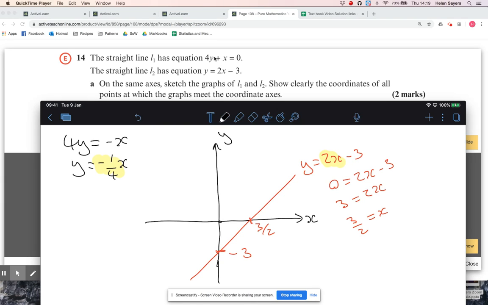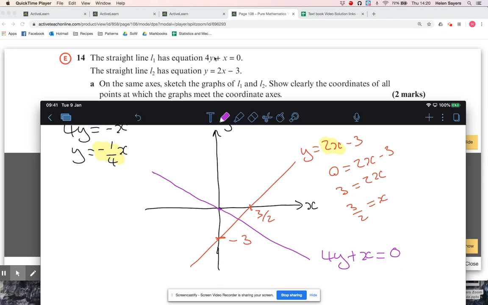So let's do it in a different colour. So I'll just try and show that. So we've got a negative gradient. Okay, that is a mess. Let's try that again. Okay, so I've got a negative gradient, and it's going through 0, 0. So that's line 1, which was 4y plus x equals 0. I mean, your other option, you could have figured it went through 0, 0 just from subbing x is 0 and y is 0 into that as well. So that would have been the alternative to rearranging it.